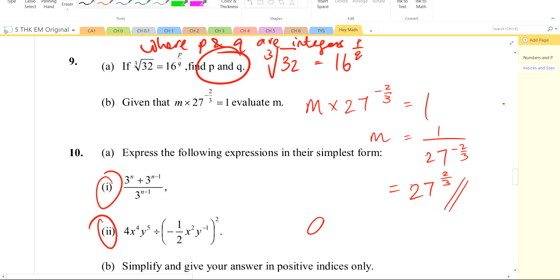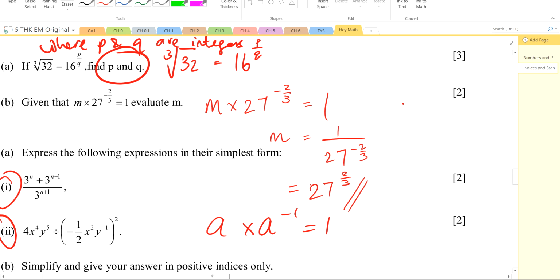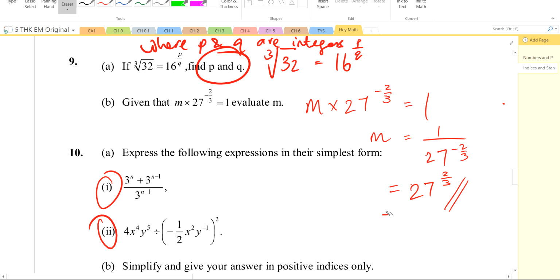It's the same as A times A power negative 1 equals to 1. Because A divided by A is 1. This one don't need show working. Too simple already. 1 mark only. 2 marks. This one 2 marks. So generous.